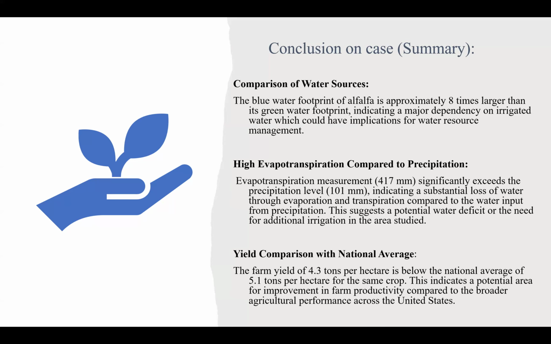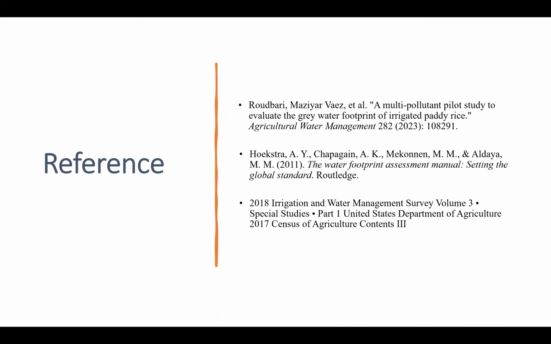It was 11. For the yield comparison with the national average, the national average for alfalfa in the US is 5.1, but that farm was 4.3. This increases our water footprint at that specific site, because it is divided by yield. So it is an overestimate of the real value if we consider the US as a standard, and the whole US footprint is much higher than that. It's what was expected. And here are some references.